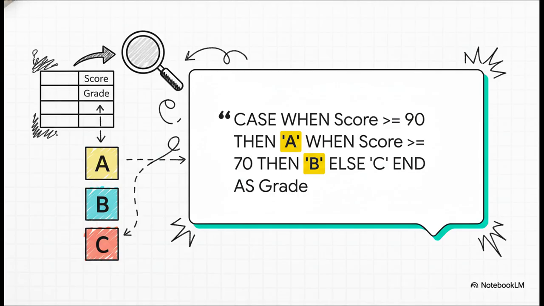We're telling SQL, hey, look at the score column. Now, here's the really important part. It checks these conditions in order. First, when the score is 90 or more, it assigns an A, and then it stops. If that's not true, it just moves on to the next check. When it's 70 or more, assign a B. And for everything else that's left over, just assign a C.